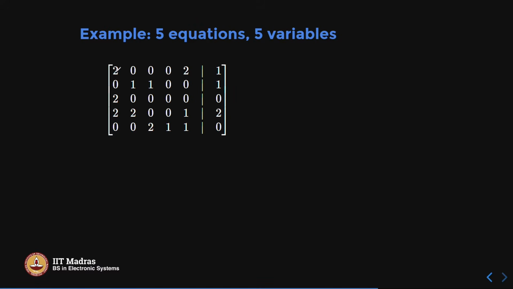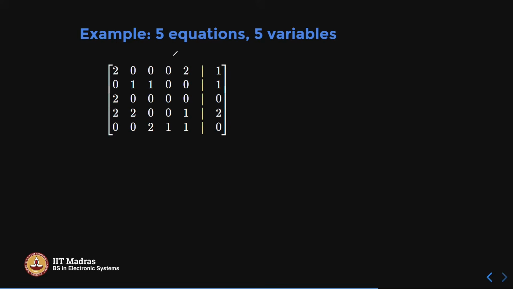These are equations, so you know how to read them. The first one is 2x1 plus 2x5 equals 1. The dotted line represents the right hand side, and this is the 5 by 5 coefficient matrix on the left hand side. This is the way the equation works.